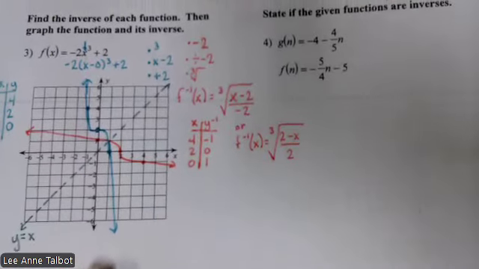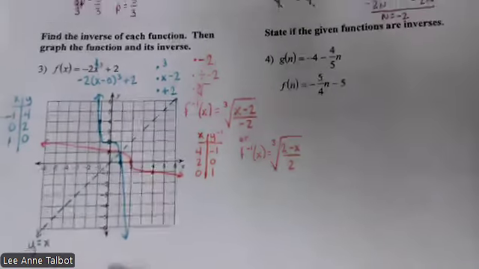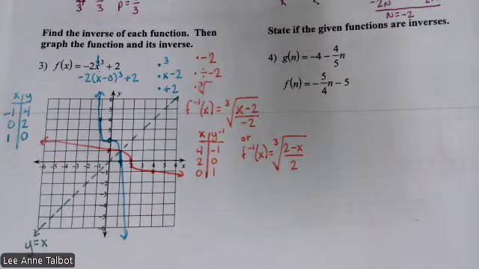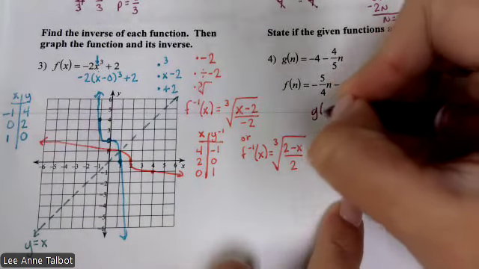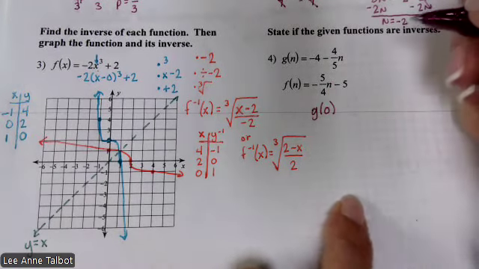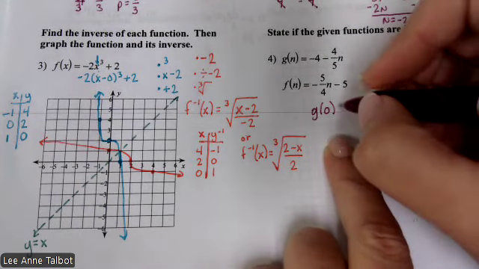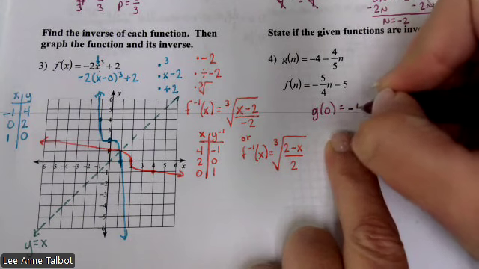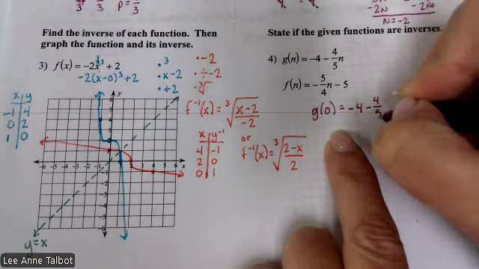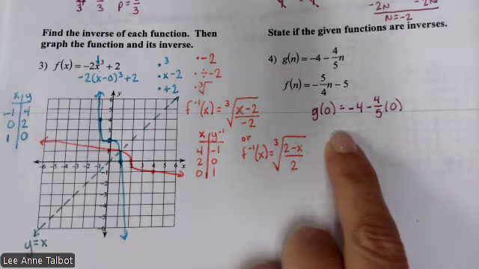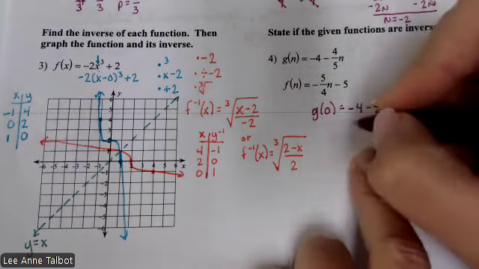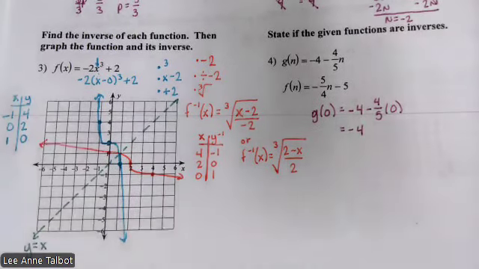State if the given functions are inverses. You have 3 ways to do this. You can find the inverse of one of them and check the other. You could look at the graphs and the tables, but I'm going to do the stack function machine method because that's my favorite. And we were practicing that notation on the Kahoot. So I'm going to do g of 0. I'm going to start with the top one. It doesn't matter. You can do the bottom one. I don't care. But I'm going to start with g of 0, -4 minus 4/5 times 0 is -4.